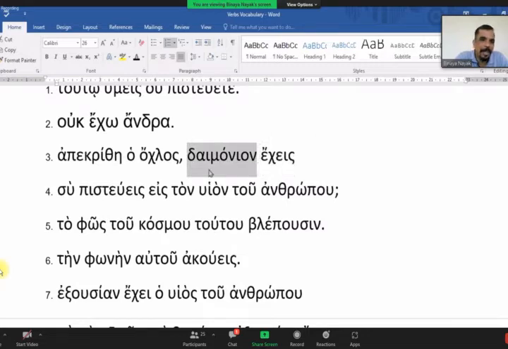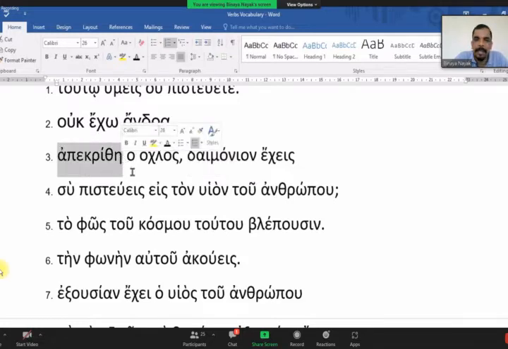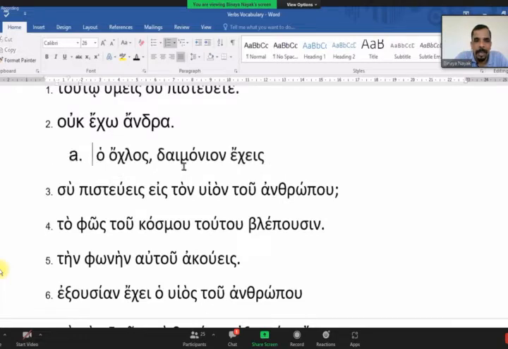Daimonion. So well, there is another verb. I think it was Tuna or somebody was trying to say. There is another verb also here that is apekrithe. We haven't learned about the endings for this, but the meaning is answered.